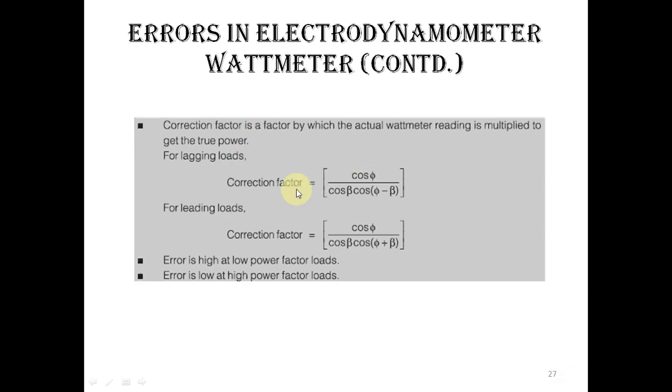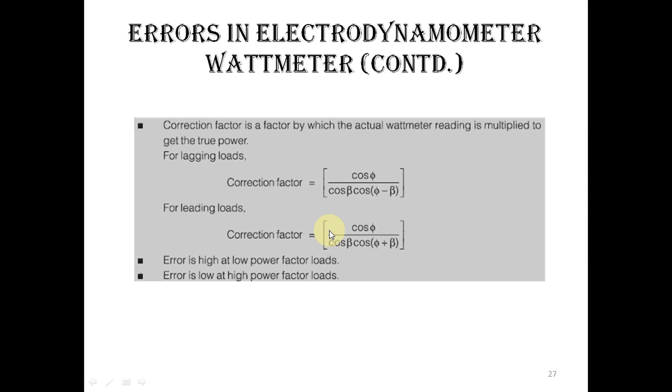Now what is the definition of correction factor? Obviously after measurement some correction factor is required. Correction factor is a factor by which the actual wattmeter reading is multiplied to get the true power. That is for lagging load, and this is for leading load. You replace beta by minus beta, so it becomes plus beta.